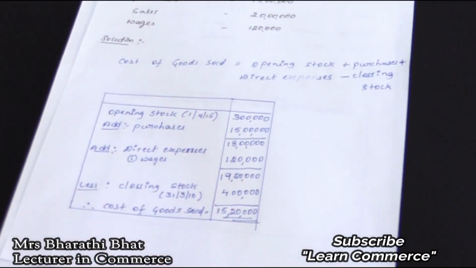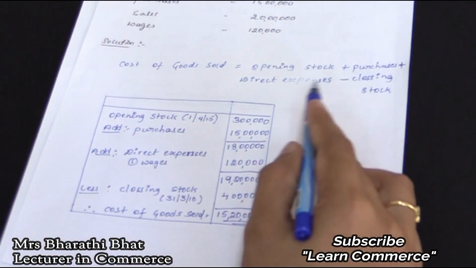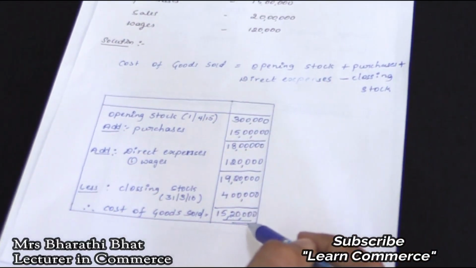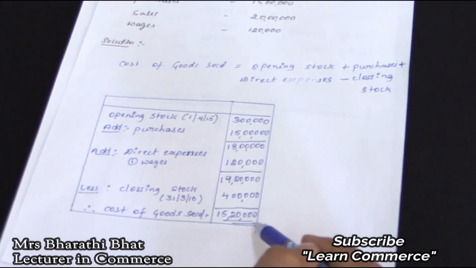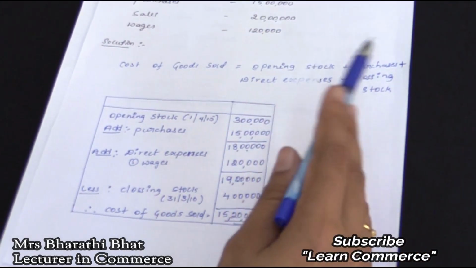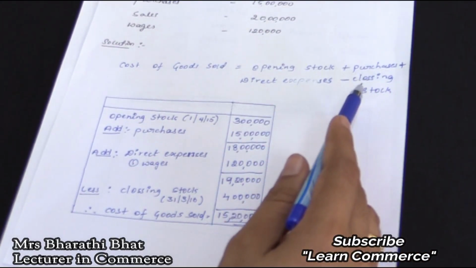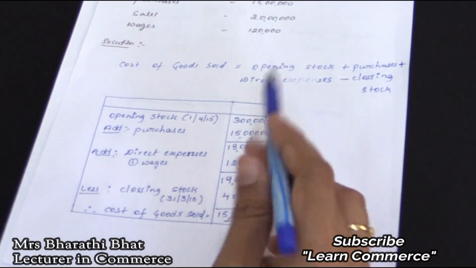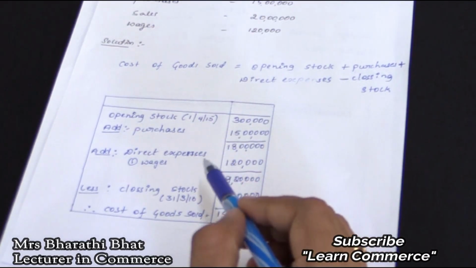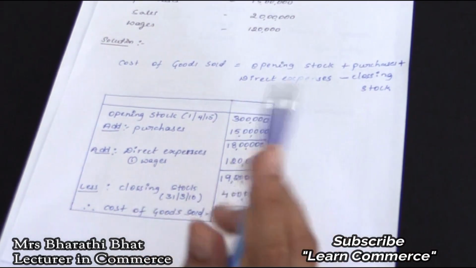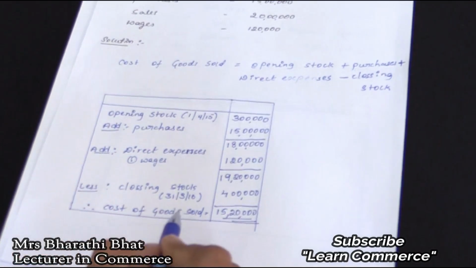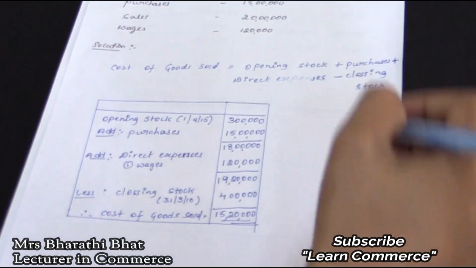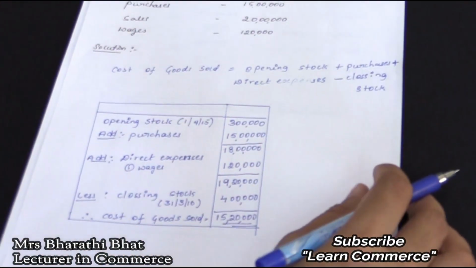So opening stock plus purchases plus direct expenses minus closing stock. In this way also we can find out cost of goods sold. So if opening stock and closing stock is given in the sum, then we have to consider that amount as opening stock plus purchase plus direct expense minus closing stock, and the final answer is cost of goods sold. For this type of question you will get 6 marks.